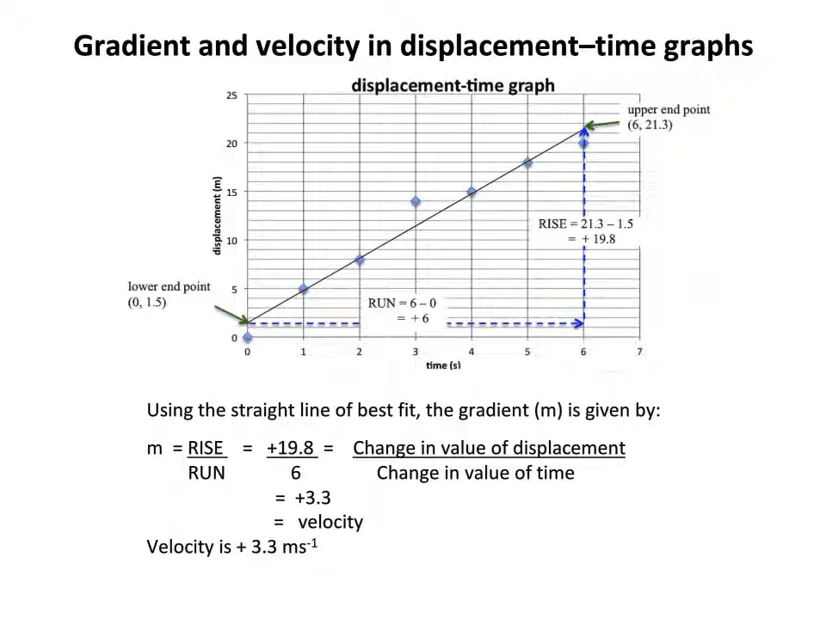Using the straight line of best fit, the gradient is given by the rise over the run, and in this example, the rise is equal to 21.3 less 1.5, reading off the graph, and the run is 6, because we're looking at the interval from 0 to 6 seconds. Calculating that, we get 19.8 divided by 6, which is approximately 3.3. So we can say that the velocity is 3.3 meters per second.